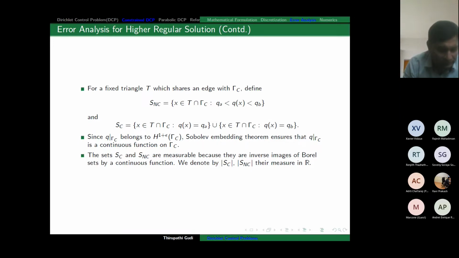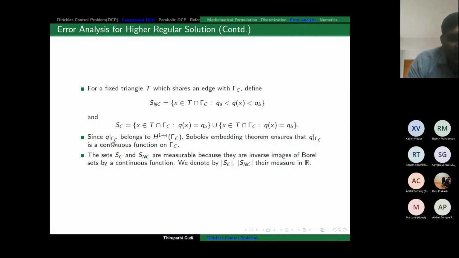Then this is a non-contact portion, because Q is strictly lying between these points, and the contact portion is where Q can coincide with the QA or it can coincide with the QB. You take the union of these two, and that is the SC. So we have two sets.